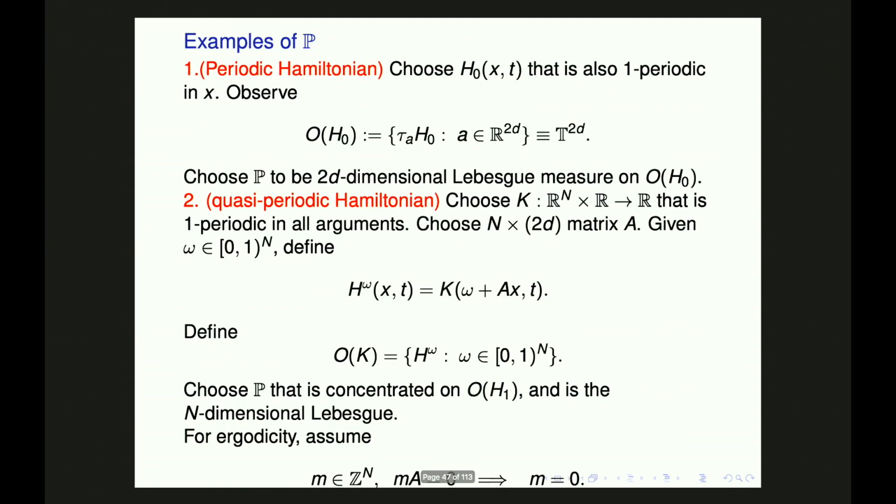What is your H sub 1 here? Oh, that's a typo. I'm sorry. Okay, yes, I apologize. This is a typo. So you have a family of Hamiltonians. You put a probability measure here, which is just Lebesgue on the torus. And this guarantees the ergodicity. You don't want to have any kind of rational dependence between various columns.